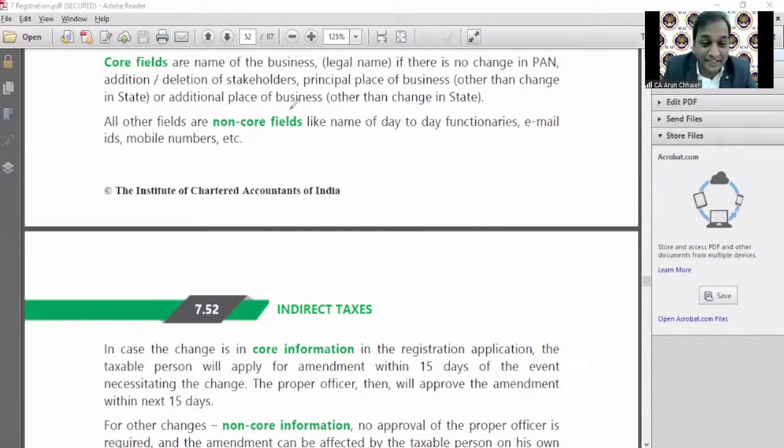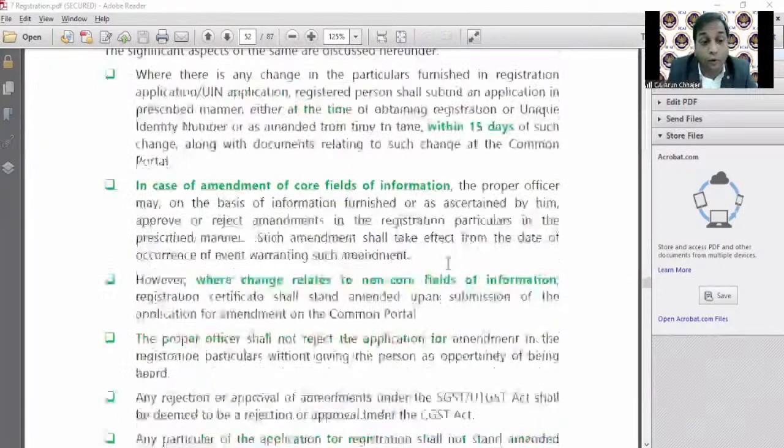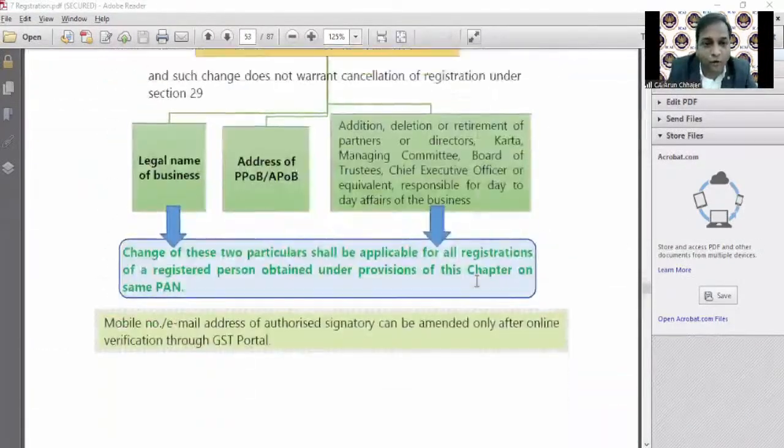No problem. So we are talking about if the core information or non-core information is being changed and I have to make the amendment, the time limit is within 15 days from the event that necessitates the changes. The event has occurred within 15 days, I have to make an application, either core field or non-core field. Why is there a difference in core and non-core?